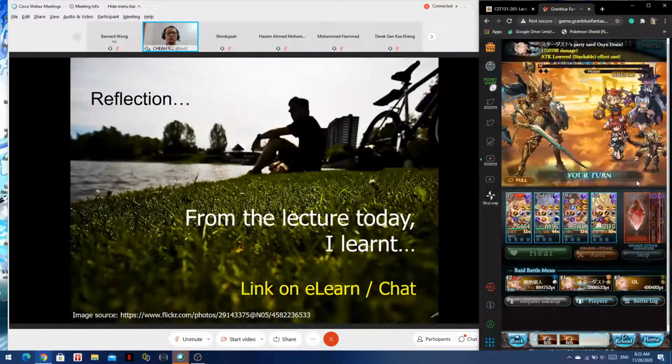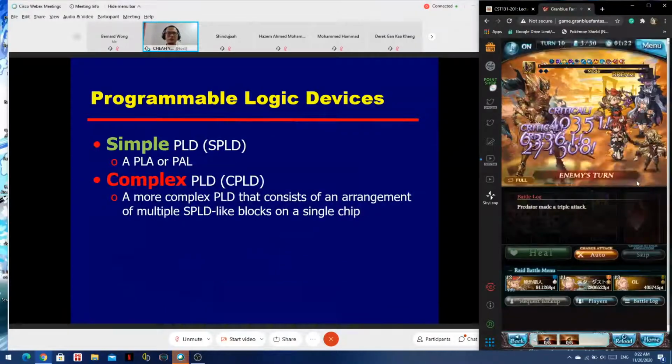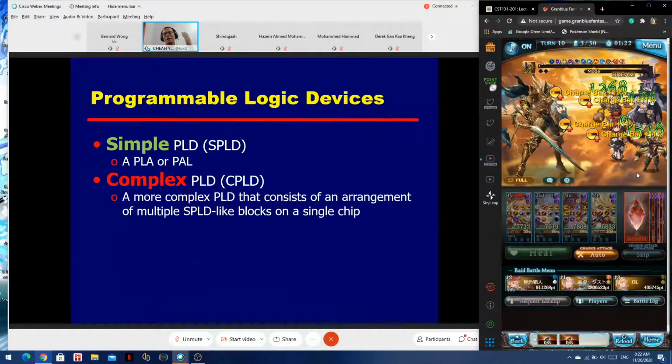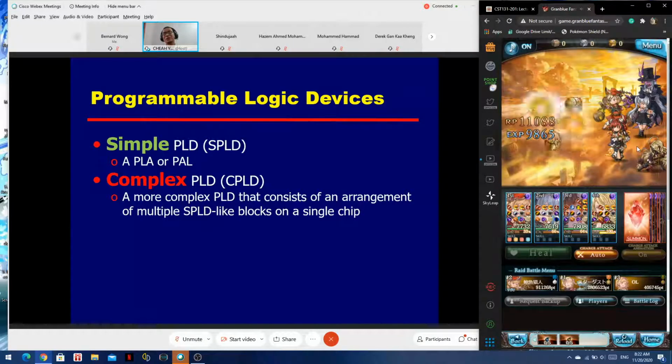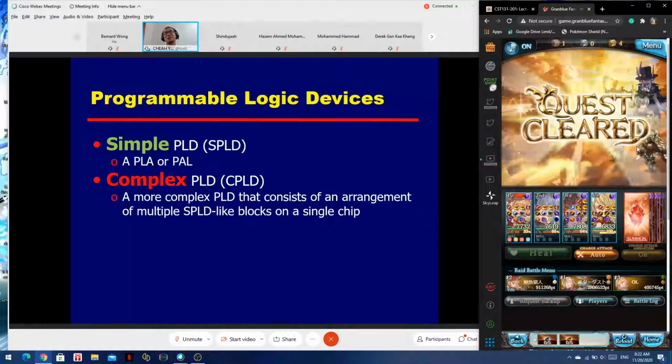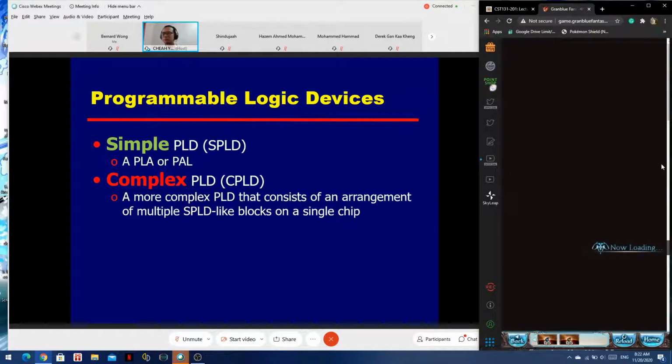Okay, so I'm done. I'm done with digital logic, ranging from our Boolean functions, our combinational circuits, our sequential circuits. And now we have concluded with the programmable logic devices.